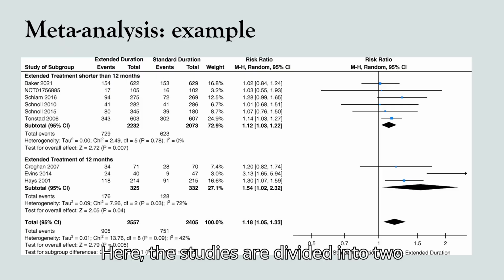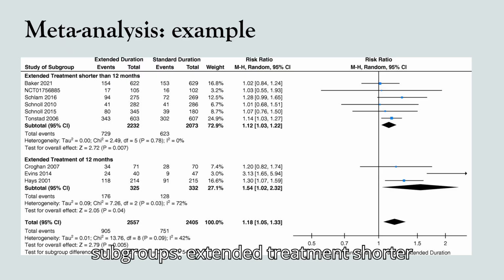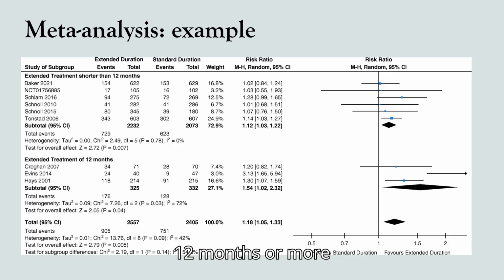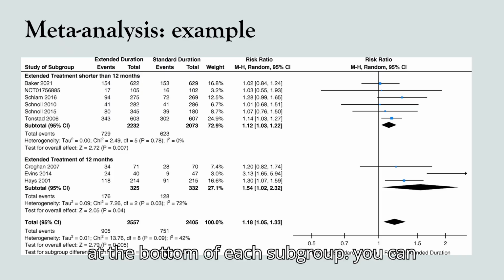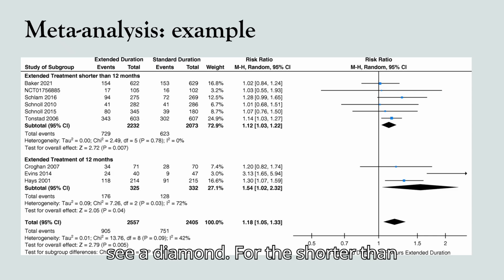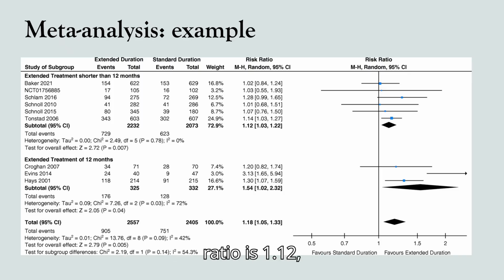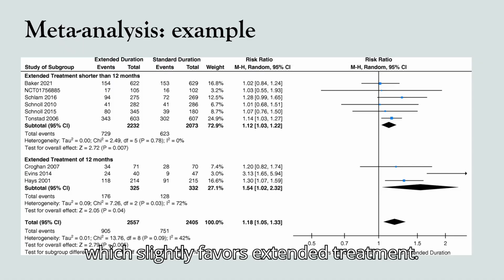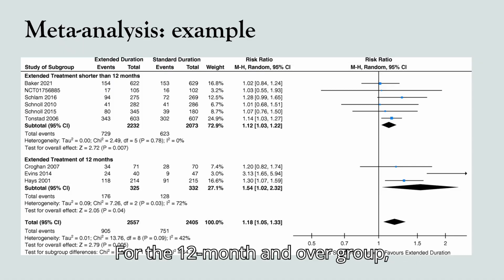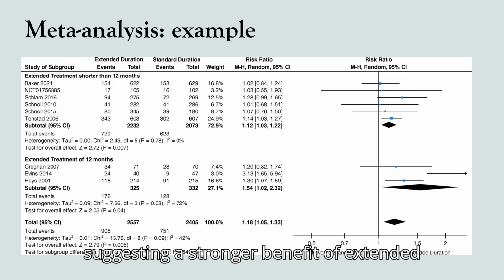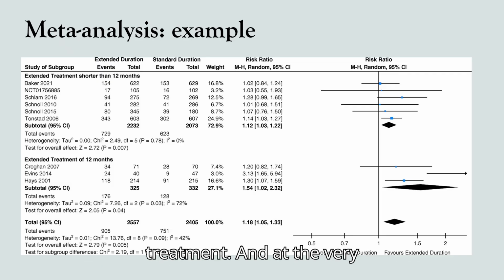Here, the studies are divided into two subgroups, extended treatment shorter than 12 months and extended treatment of 12 months or more. At the bottom of each subgroup, you can see a diamond. For the shorter than 12-month group, the pooled risk ratio is 1.12, which slightly favors extended treatment. For the 12-month and over group, the pooled risk ratio is 1.54, suggesting a stronger benefit of extended treatment.